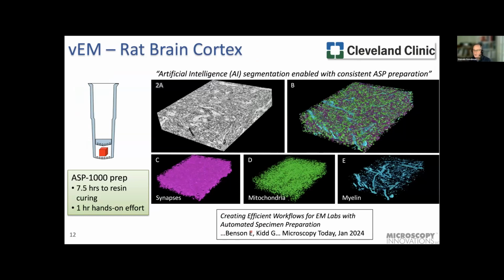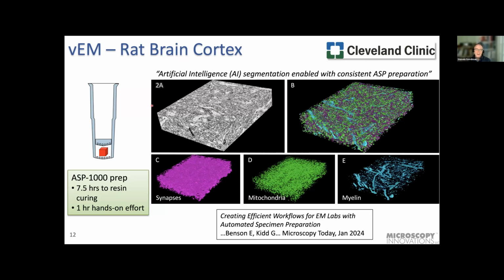This is just to illustrate that another laboratory, Cleveland Clinic, Benson and Kidd, have used the ASP to do processing of brain and brain cortex. Their prep protocol is about 7.5 hours to resin curing, about 1 hour of hands-on effort. This is a small lab of 2 people, and in their own words, they require automation in order to address the workflow that they have.